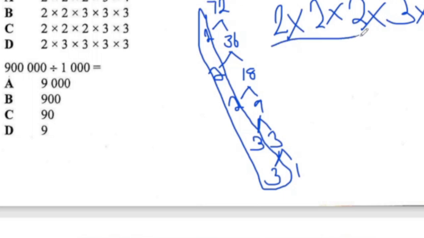So which one has this combination? We check which one has got 2 3's. It's this one, C. C is the correct answer. So basically that's what you need to do.